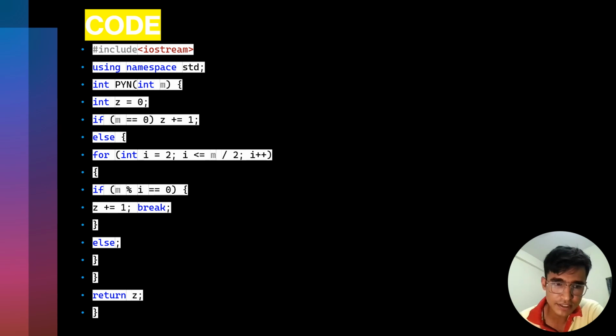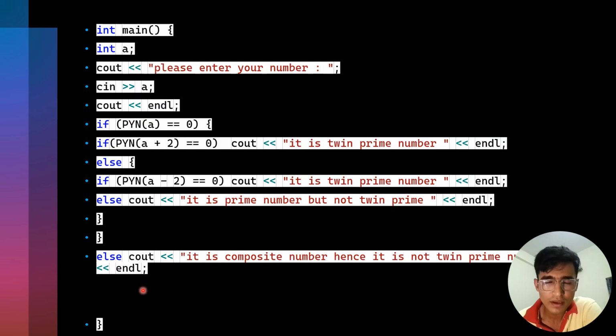Coming on to the next part. Now since we have defined the function pyn, which will be returning value 0 or 1 depending on the integer m, now we need to check whether a given number is a twin prime or not using our function pyn.